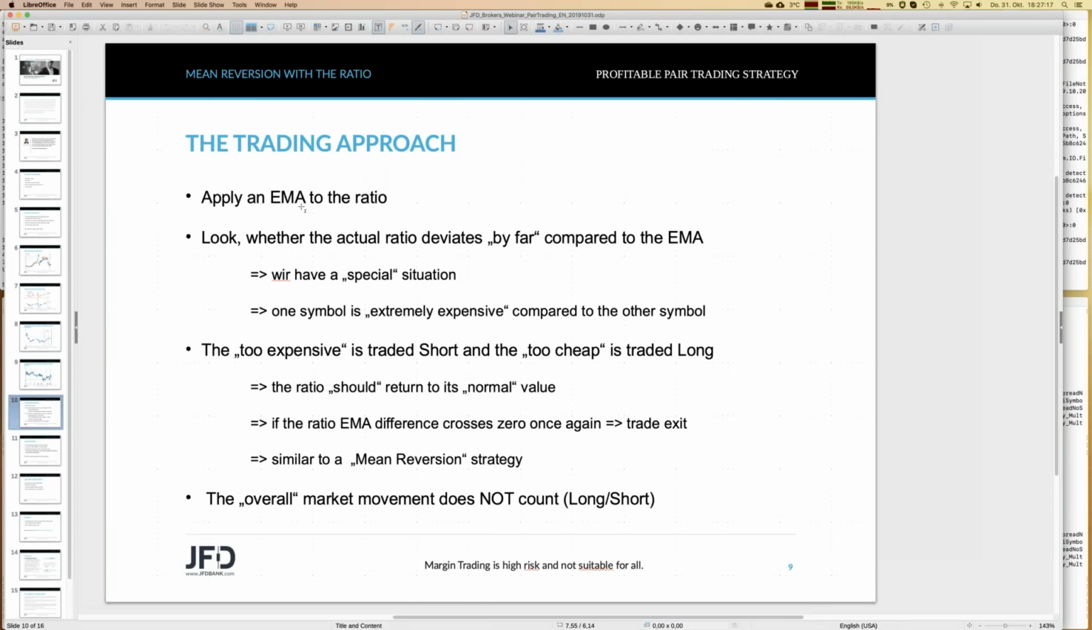Now the strategy is more or less completely described, not in numbers, but in its characteristics. If we are far away from the ratio, that's a good thing. Then we are not talking about a single symbol. No, we are talking about the ratio. If that ratio deviates by far from the EMA, and we have to define what is by far, then we know we have a special situation. We have a special situation now.